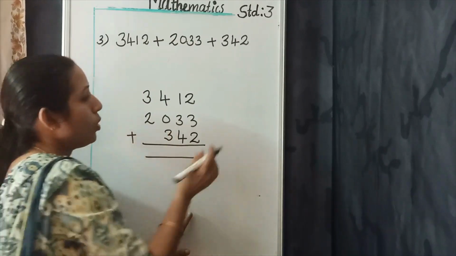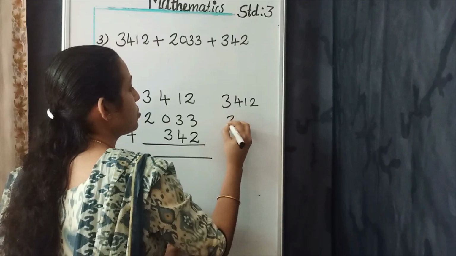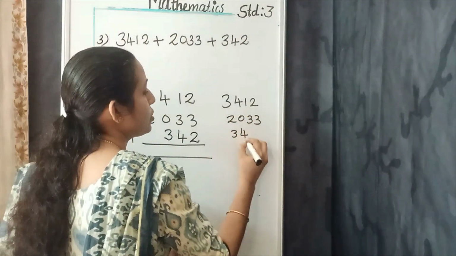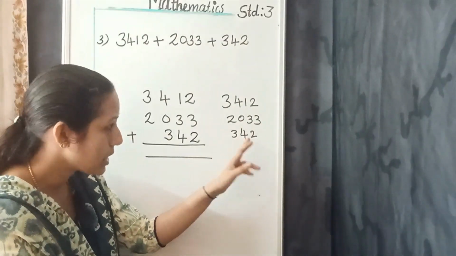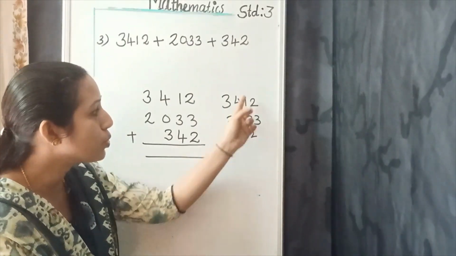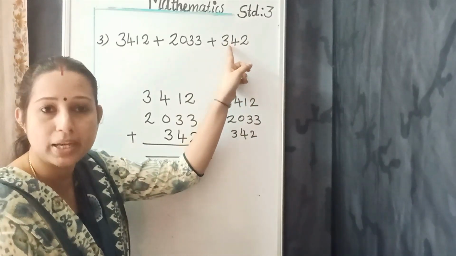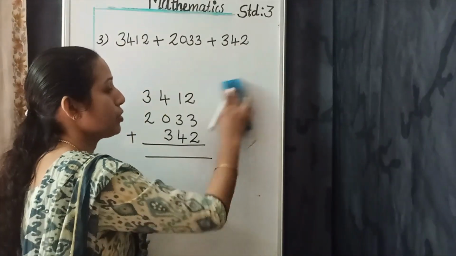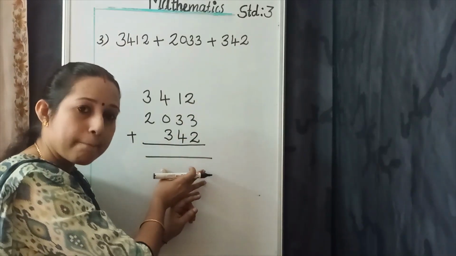Some people write it this way: 342 under 2033. Is it correct? No, because if we write this way, 2 is in the tens place, but actually 2 is in which place? Ones place. So this is the wrong method. You should write in this method. Write the digits according to the places.